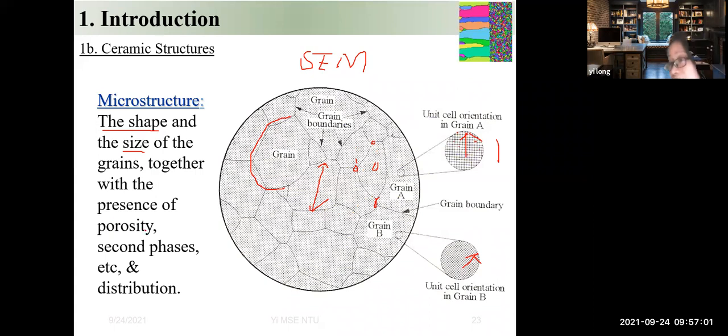Do you have any second phase? Any impurities? Where are the impurities? So you have them inside, A here, maybe in the grain boundary, B. Okay, you have to let your supervisor know.